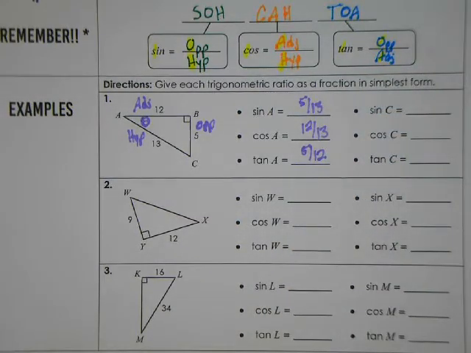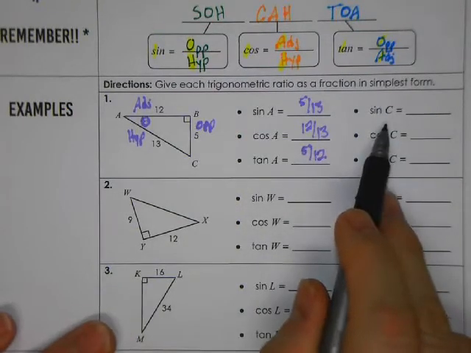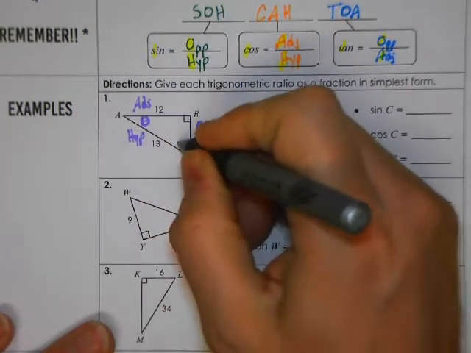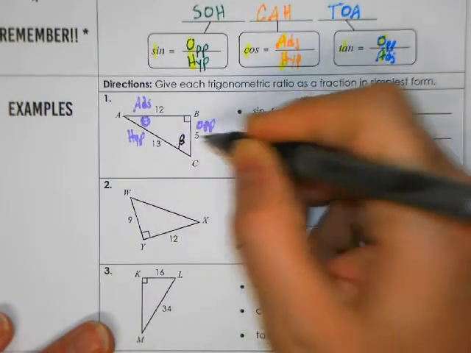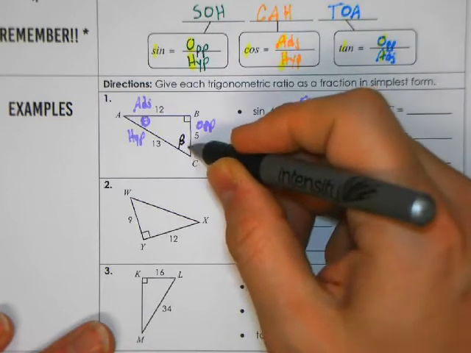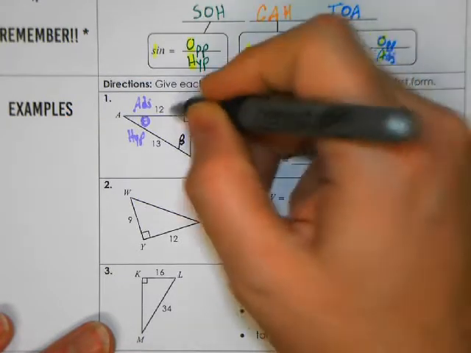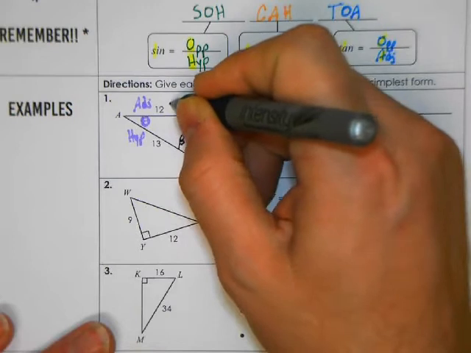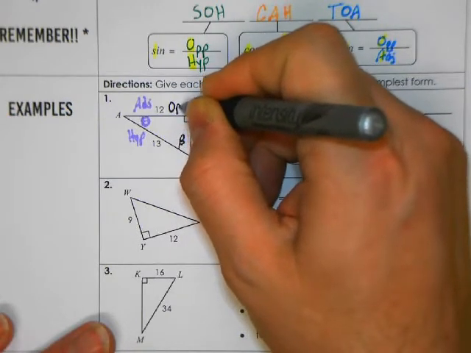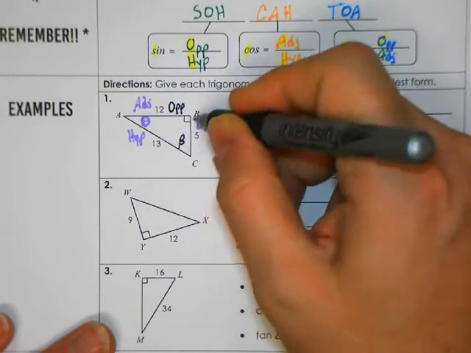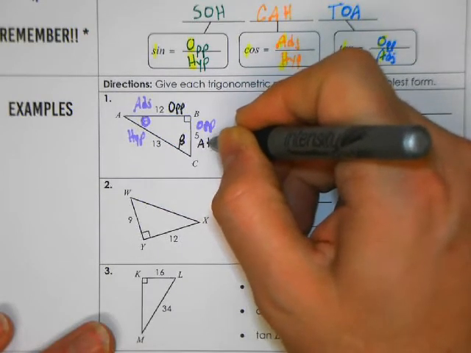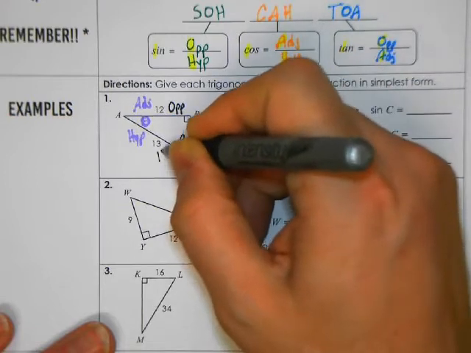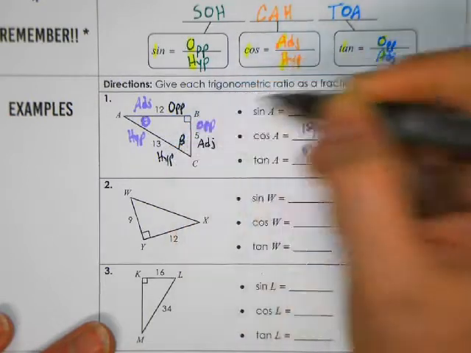And then we would switch, and we would do it from a different angle now. In this case, they're saying sine of C, so that's this angle here. Let's put beta here to represent the angle that we're looking at now. From this angle of reference, the side opposite of it is the side AB. The side adjacent to it is the side BC. And the hypotenuse is still the side opposite of the right angle.